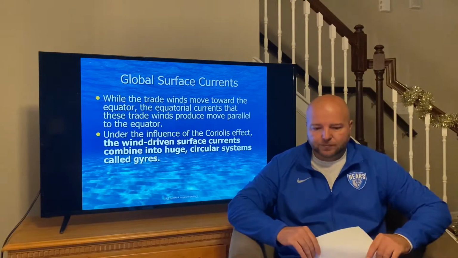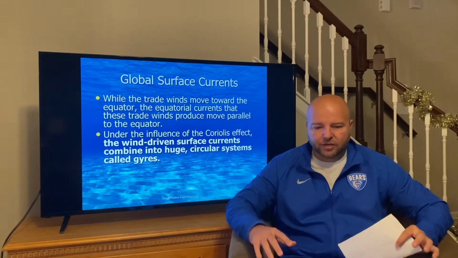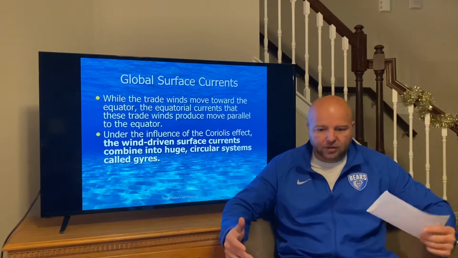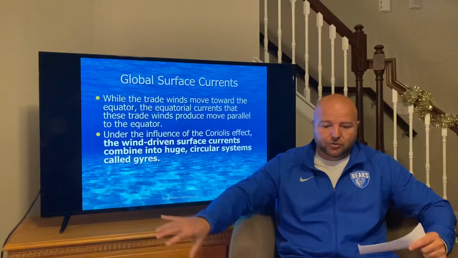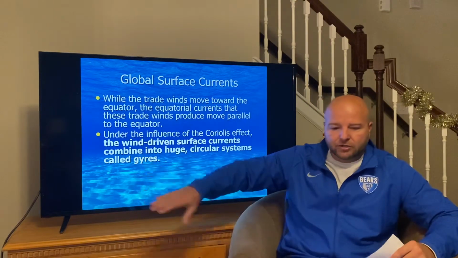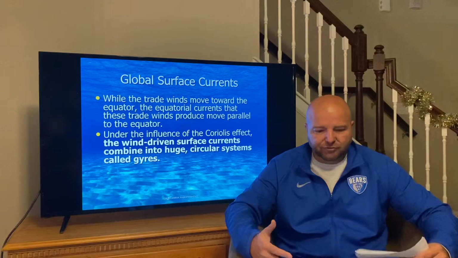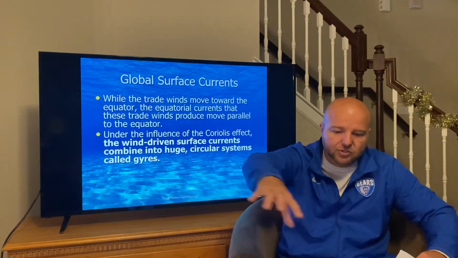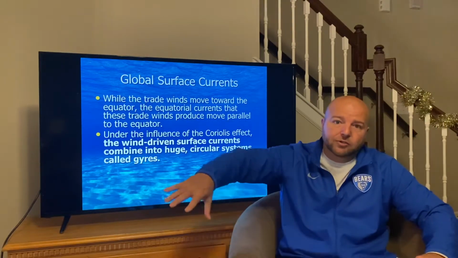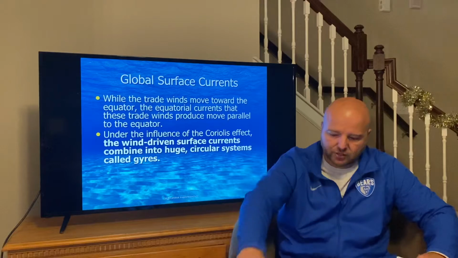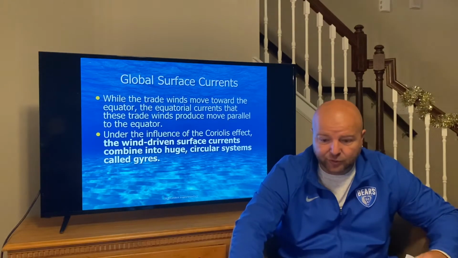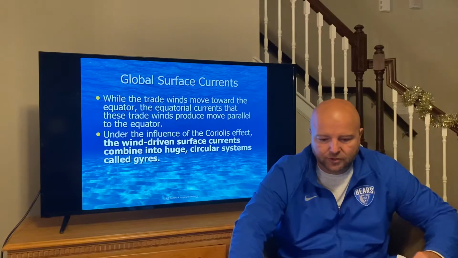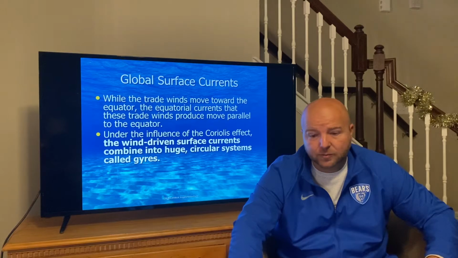So trade winds move toward the equator, and these equatorial currents that these trade winds produce move parallel to the equator. Really, the big thing that we want to get to is our vocabulary word down here, gyres. So because of the Coriolis effect, these wind-driven surface currents combine into huge circular systems called gyres. These are our large ocean currents. And we're going to go ahead and further define those on our next slide.